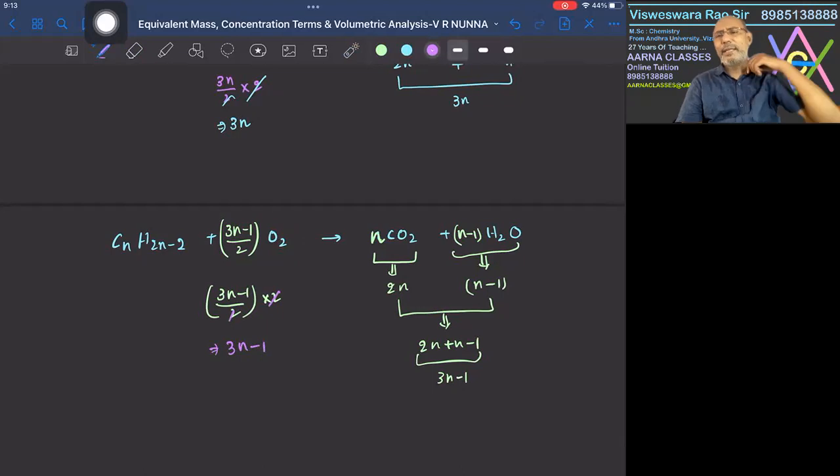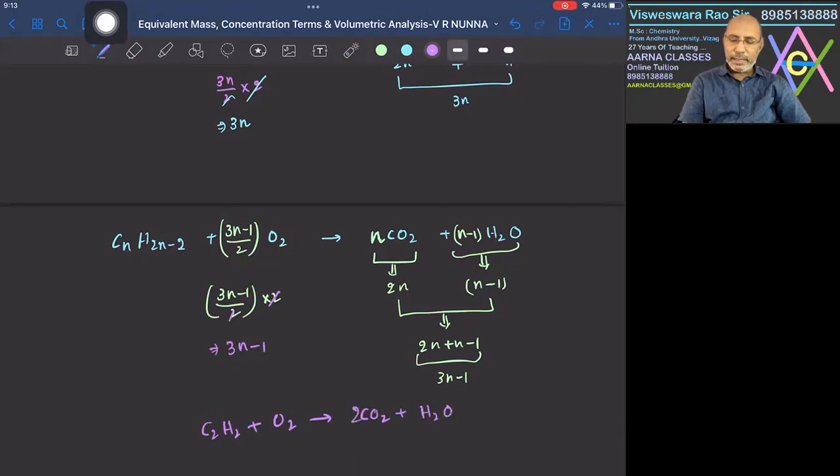If chemical equations are given, for example acetylene is given in the paper, you can easily balance those numbers. You know how to balance the equations. So to balance the 2 carbons, you write 2 here. To balance the hydrogens, already 2 hydrogens are there. Now 2 into 2, 4 plus 1, 5 oxygen atoms are there on the right hand side. To balance that, you simply write 5 by 2 O2.